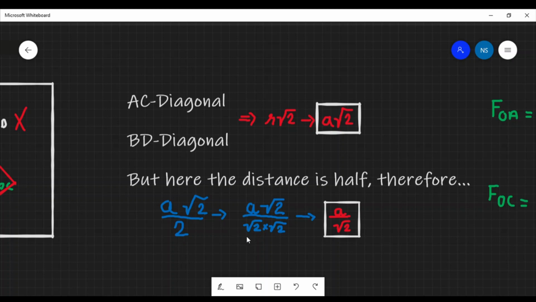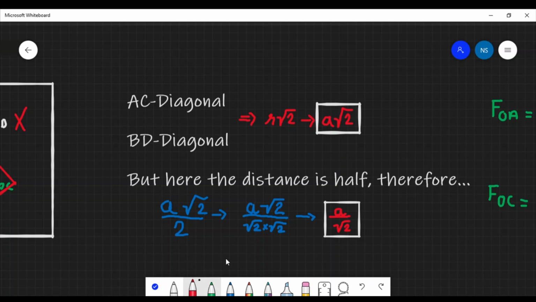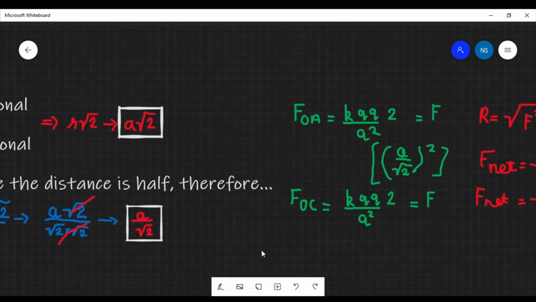2, we can write it as root 2 times root 2. Then we can cancel this, that is 1 root 2 and 1 root 2 we can cancel, and we are left with a root 2. So now we'll do the same thing.